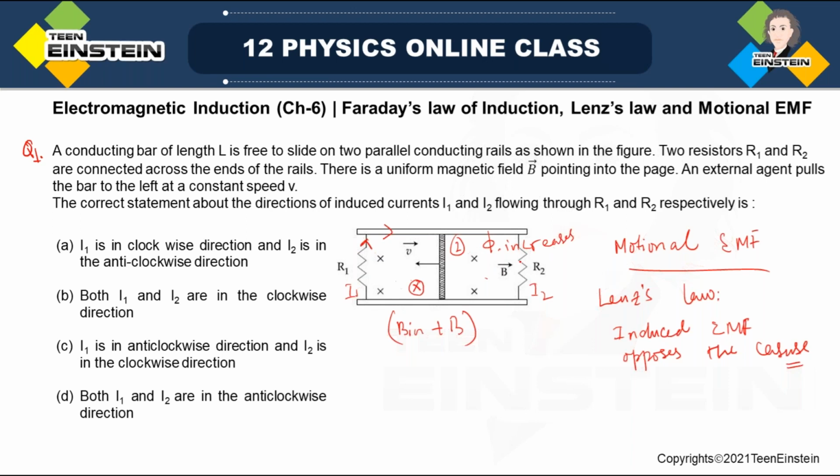Therefore, the EMF will be in such a direction that it will flow a current such that the increase in flux will be obstructed. That means the induced current will be such that it will produce a magnetic field exactly opposite to the existing one. So in this case, it should be B minus B induced, such that the flux change due to increase in area will be obstructed.